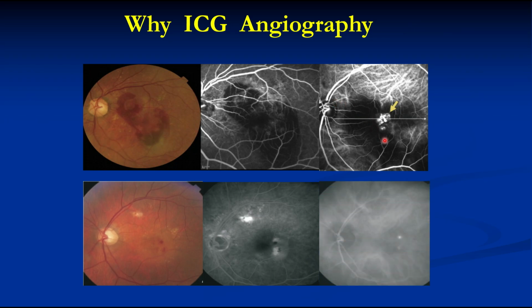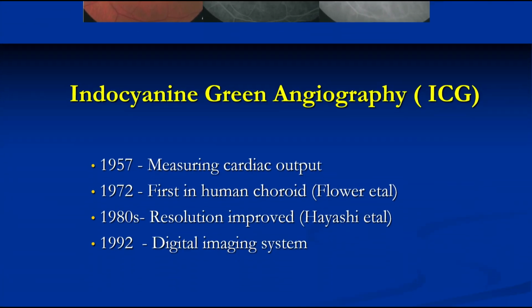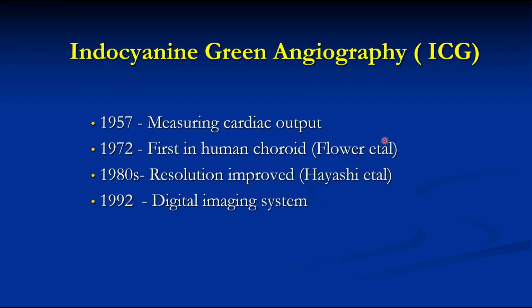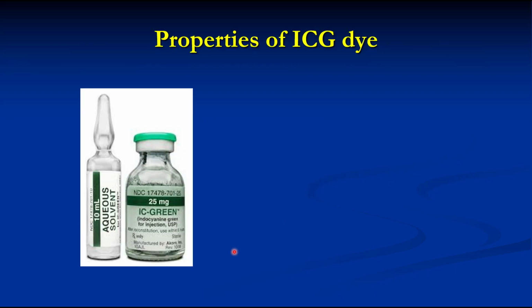Again, the second case shows the hot spot in ICG. So this patient has to be treated, and we have to diagnose the cause. ICG was first used in measuring cardiac output in 1957, but its digital practice began in 1992 in ophthalmology.